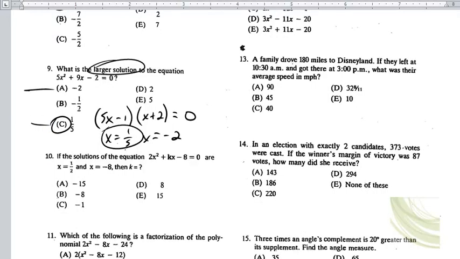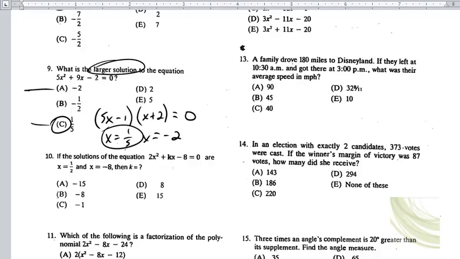Okay, so number 10: if the solutions of the equation 2x squared plus kx minus 8 equals 0 are x equals 1/2 and negative 8, then k equals. So here's the deal. If those are the solutions, then I can plug those values into my equation as x and solve for k. Now 1/2 is kind of a complicated one to plug in, but boy, negative 8 is really not that bad. So think about it.